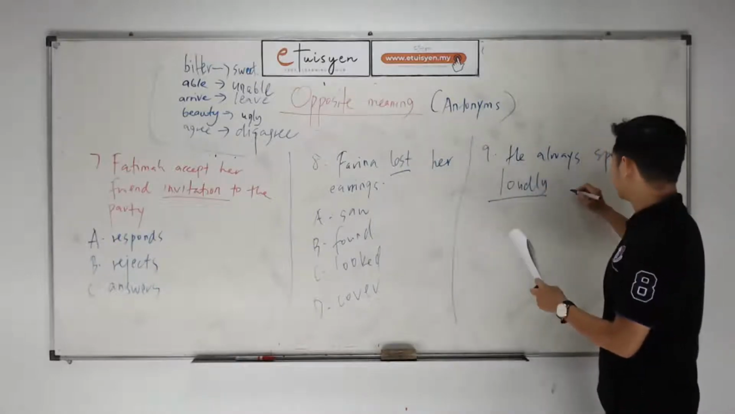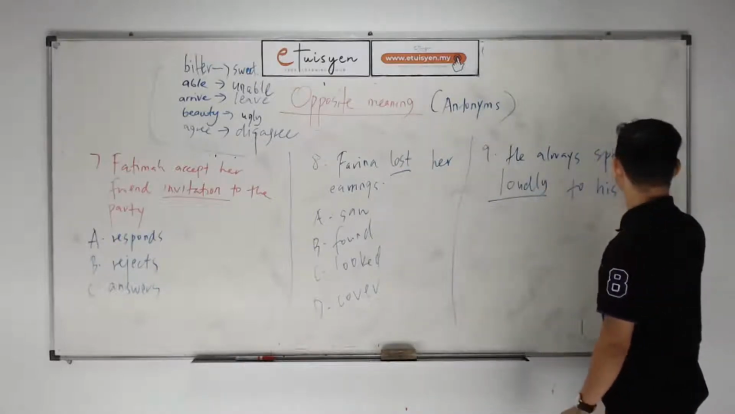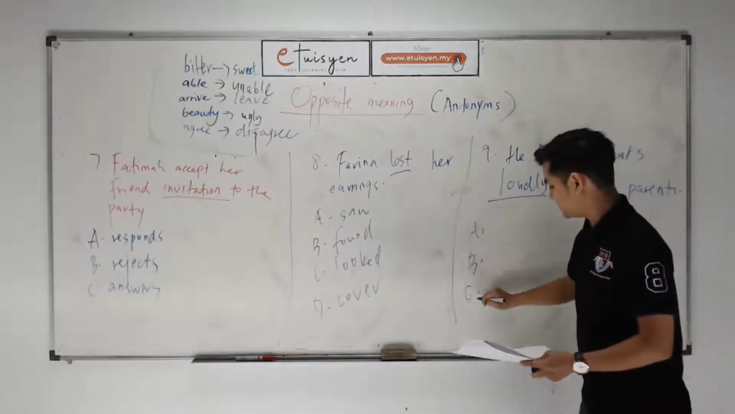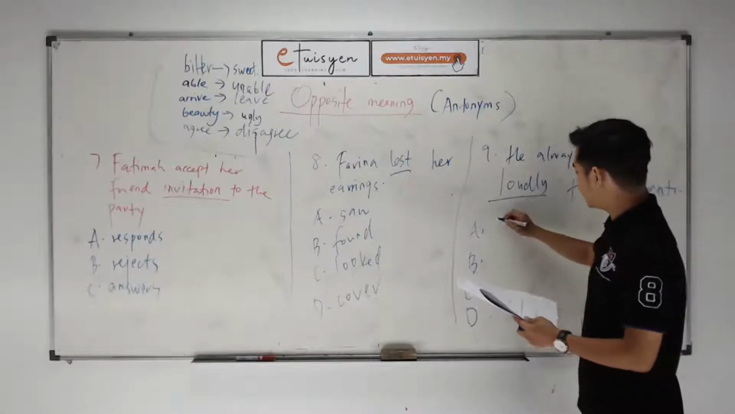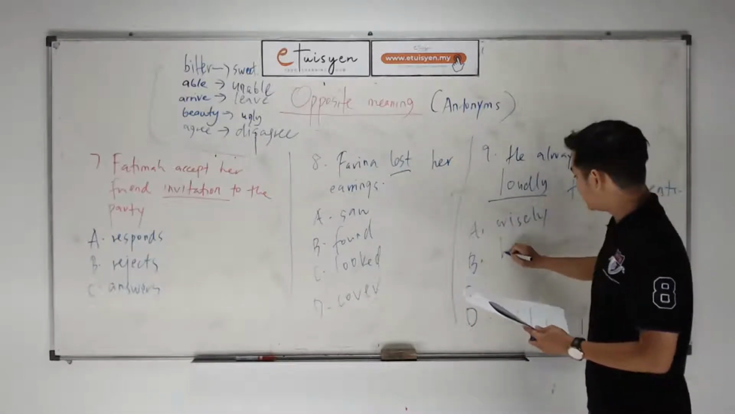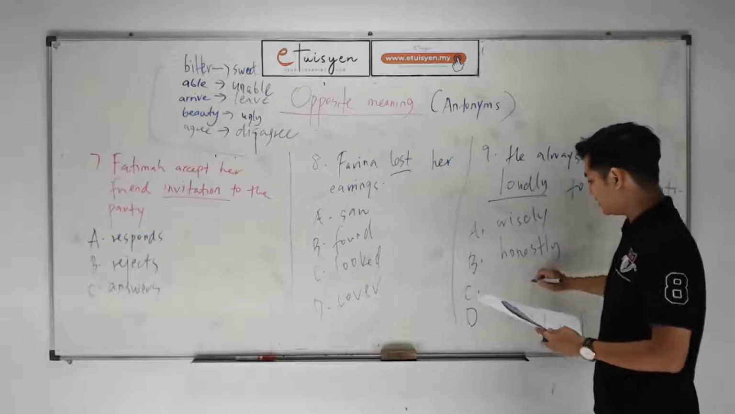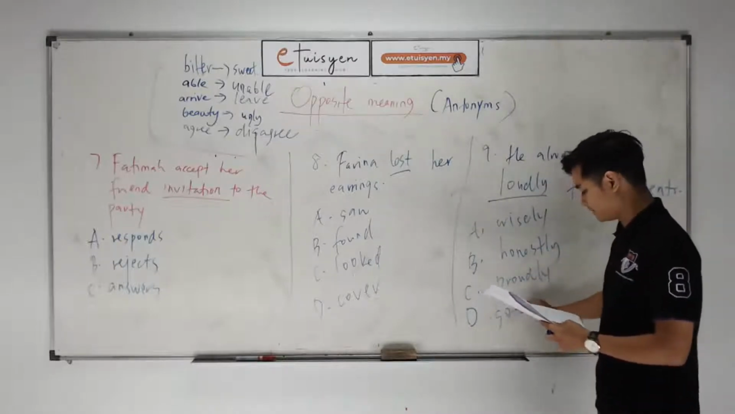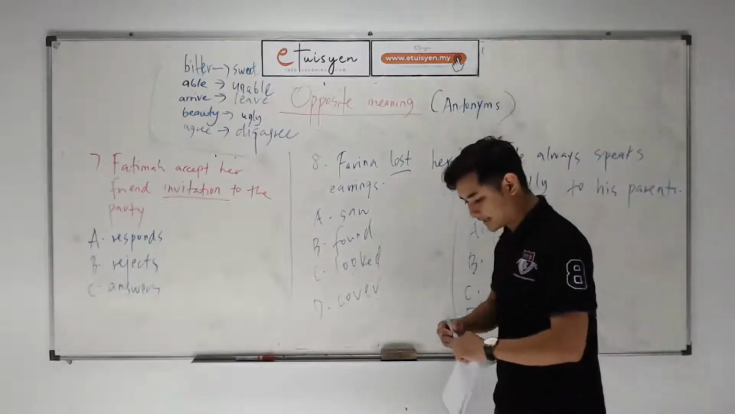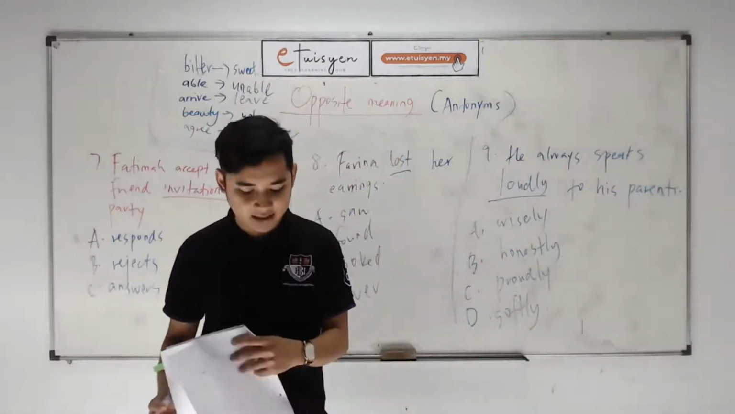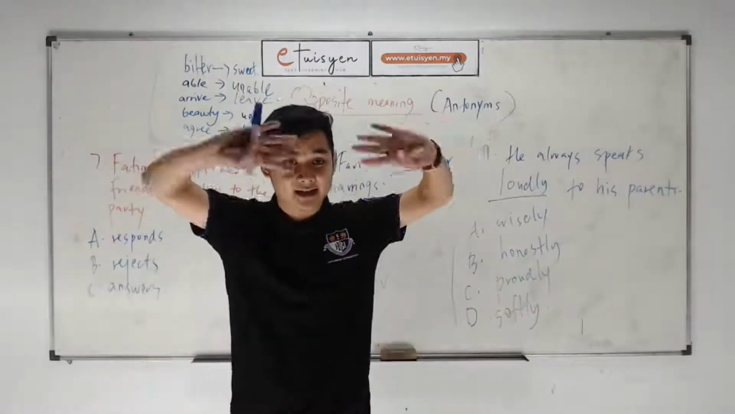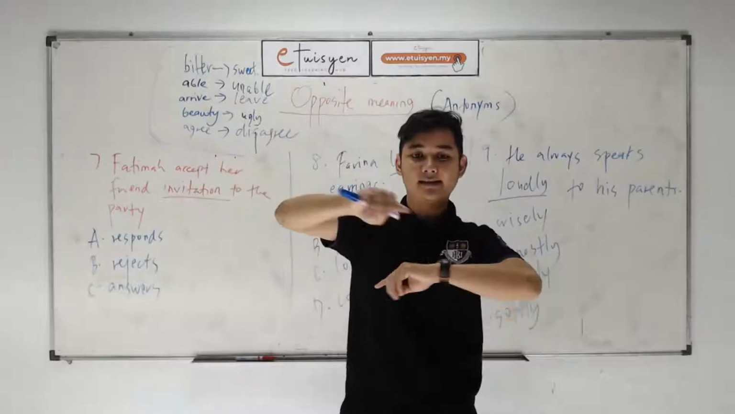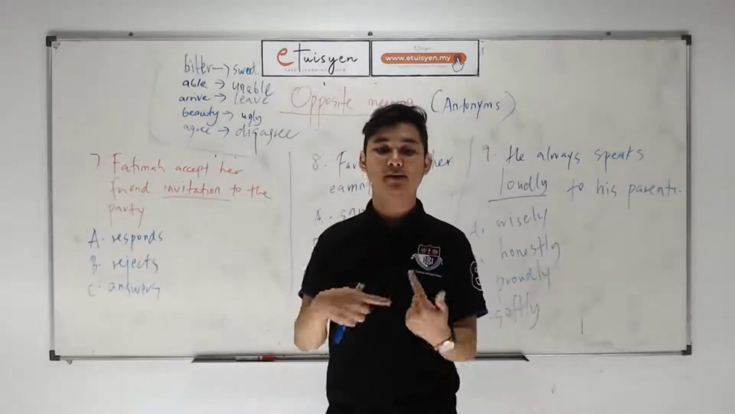Loudly to his parent. So we have A, B, C, D. We have wisely, honestly, proudly, and softly. Let's see, guys. Siapa-siapa yang baru masuk live chat, kita dah masuk soalan yang ke-7. 1 until 6, we have done already. So, kita masuk yang ke-7.